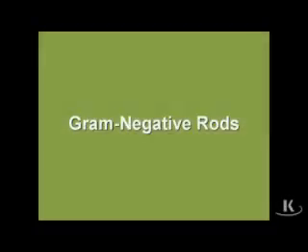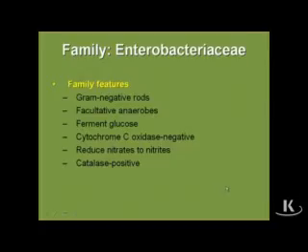Now, we're about to enter into a huge family of gram-negative organisms called the Enterobacteriaceae. The features that this family have in common are the fact that they're all gram-negative rods. They are all facultative anaerobes, okay? So what did we say that meant before? We said that means that they use oxygen when it's there, and when the oxygen is gone, they'll go ahead and ferment.